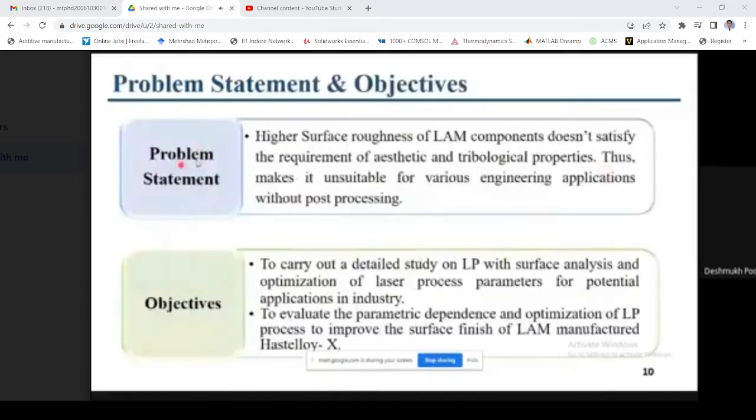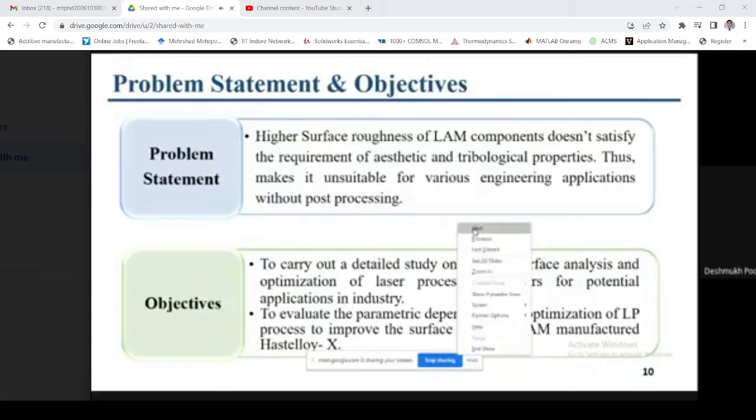Next is the problem statement. LPBF components don't satisfy the aesthetic and tribological properties. Hence, these are not applied for direct applications without post processing. So, the objective of my work is to carry out a detailed study on laser polishing of Hastelloy-X so that process optimization and parametric dependence is carried out.